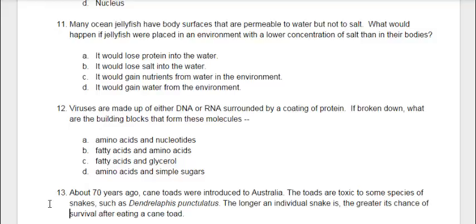12. Viruses are made up of either DNA or RNA surrounded by a coating of protein. If broken down, what are the building blocks that form these molecules? A. Amino acids and nucleotides. B. Fatty acids and amino acids. C. Fatty acids and glycerol. D. Amino acids and simple sugars.